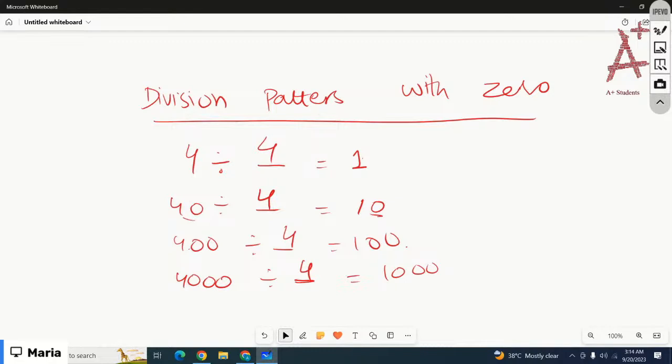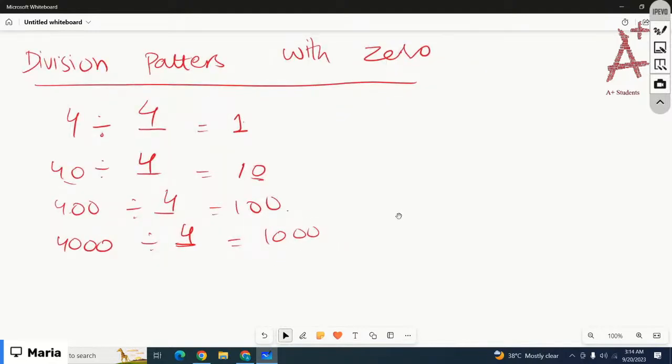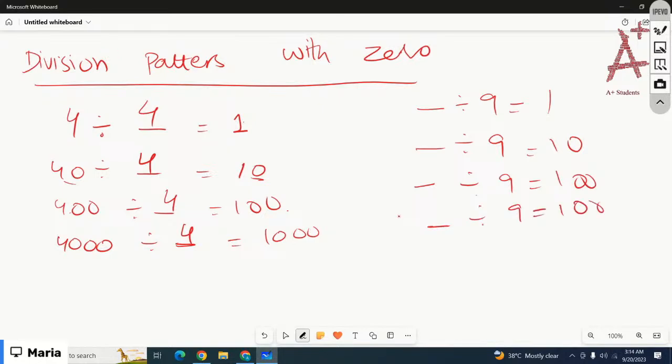Let's just look at the other pattern. The other pattern is, let me write down the pattern on the board. Okay, the other pattern is, which is the number that is divided by 9? The answer is 1. Which number divided by 9, the answer is 10. The missing number divided by 9, the answer is 100. The missing number divided by 9, the answer is 1000. So which number is missing? How do you know the answer?